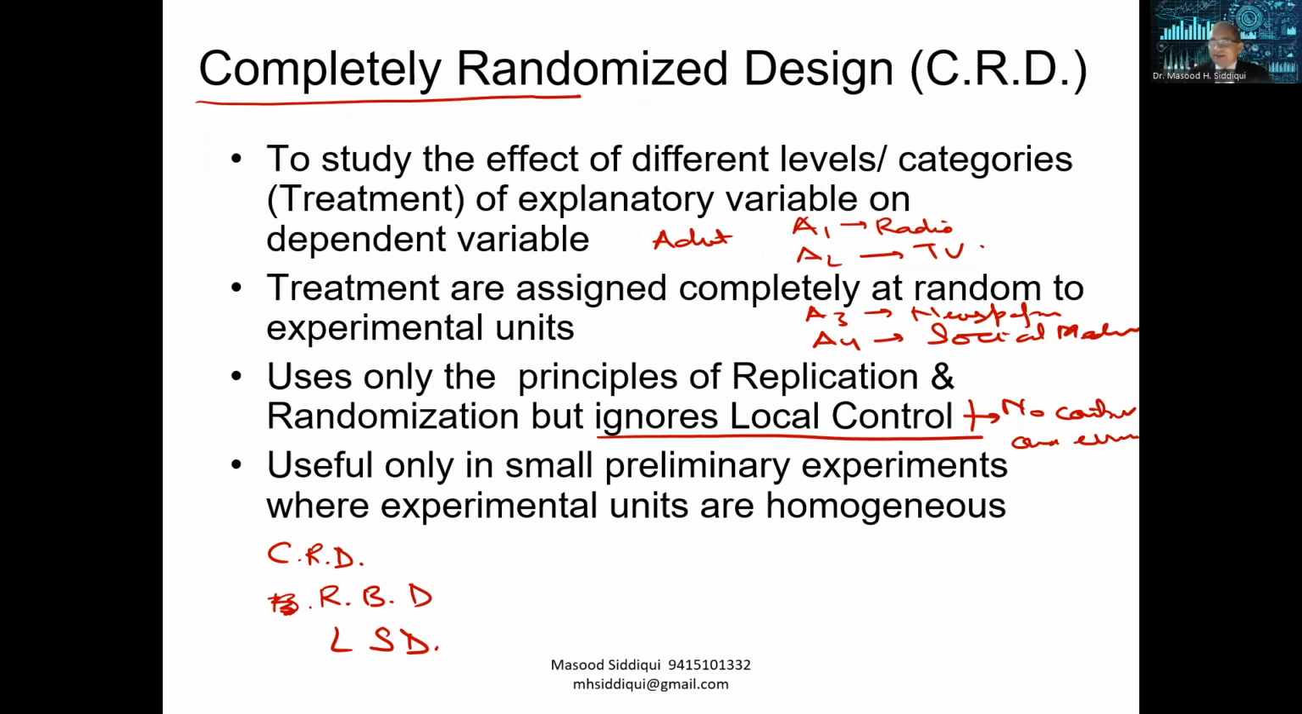Because if there is some variability in the extraneous factor, the results would be badly affected. So in which situation is it possible that all the units should be exactly similar, or homogeneous? That's why it is useful in a small preliminary experiment when experimental units are fully homogeneous. Means there is no heterogeneity that may produce the extraneous effect.